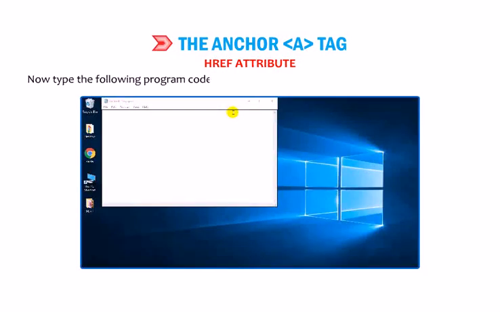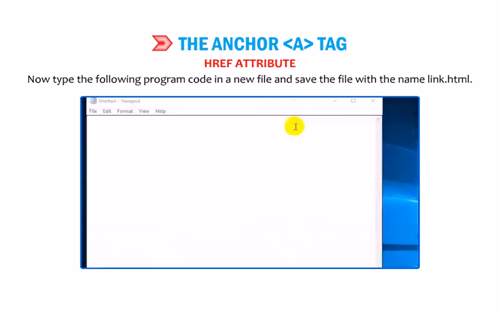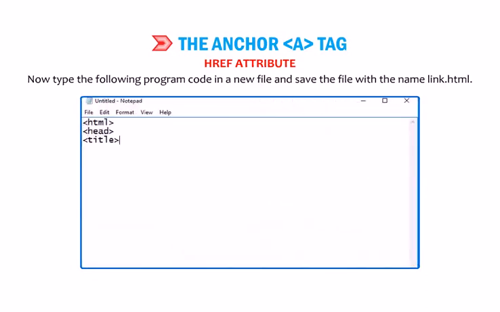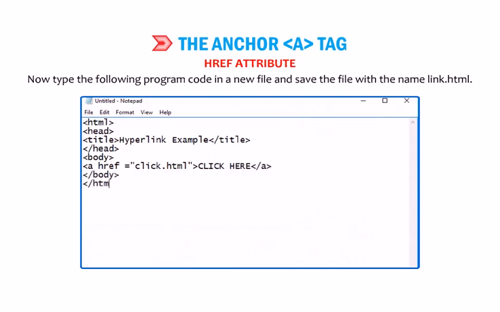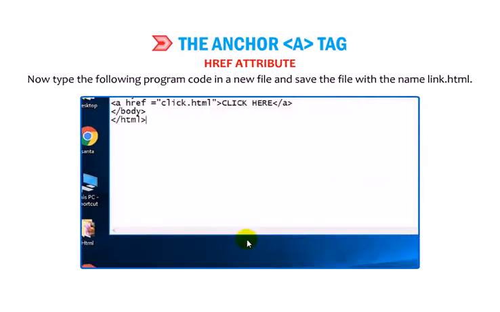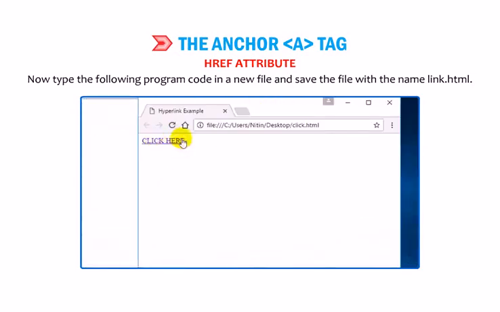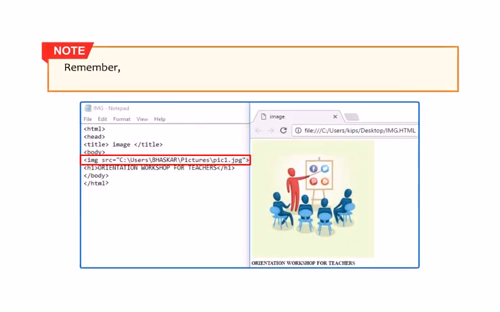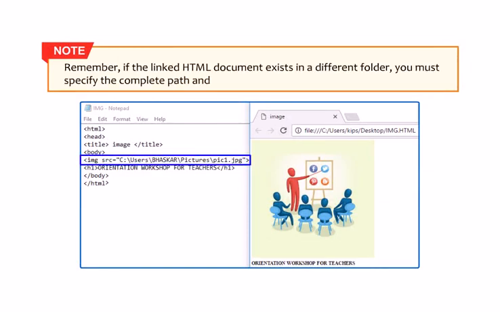Now type the following program code in a new file and save the file with the name link.html. <html><head><title>Hyperlink example</title></head><body><a href="click.html">Click here</a></body></html>. Students, remember, if the linked HTML document exists in a different folder, you must specify the complete path and name of the folder.